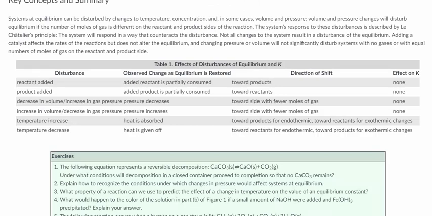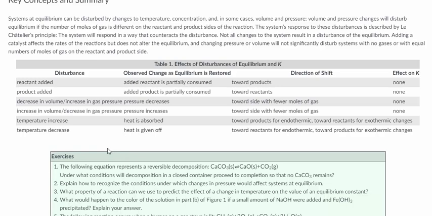So when we have an equilibrium, that equilibrium can be stressed or disturbed, and it can be stressed by changes in temperature, concentration, and if we have a gaseous system, volume and pressure. Remember how volume and pressure are correlated with our gas laws. So if we increase the pressure, we're decreasing the volume, we're going to favor the side that has the fewer moles of gas. And this table here, the table 1, effects of disturbances of equilibrium, might be good to refer to until you get used to how these things shift.